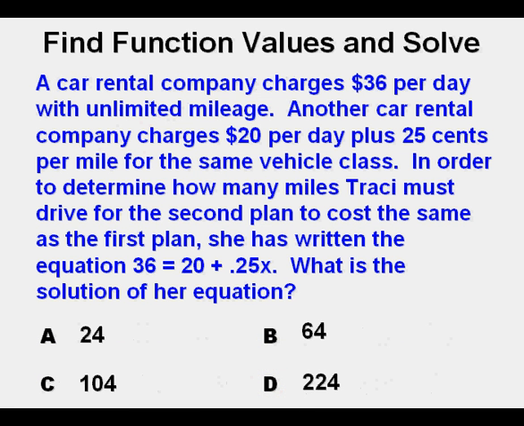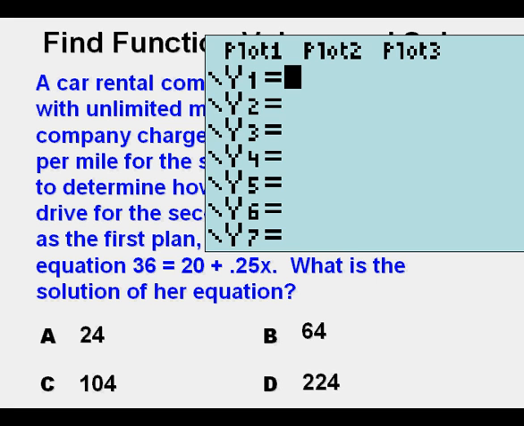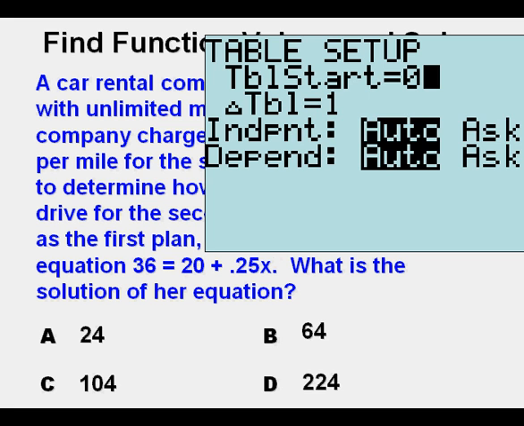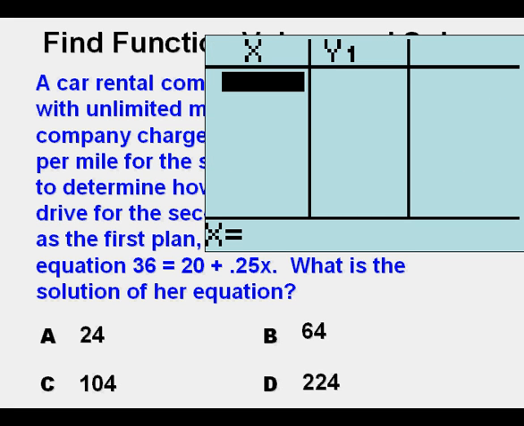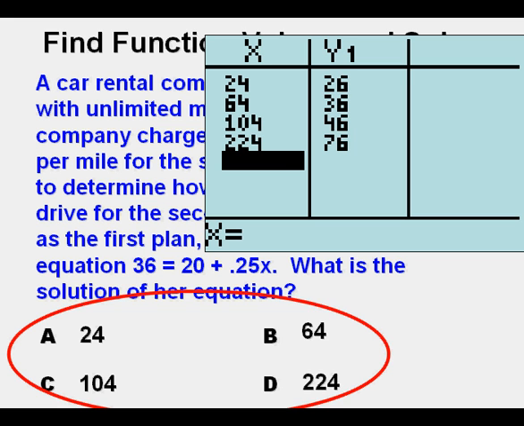We have a car rental comparison problem. And what we're going to do is enter the left side of this function as 20 plus 0.25x. And after we do that, we're going to go to our table set view and change it from auto to ask. You get table set view by pressing second window. If we go to ask, we can then go to the table view by pressing second graph, and we can enter all four of these multiple choices. And after entering, we can just compare which one ends up being 36.